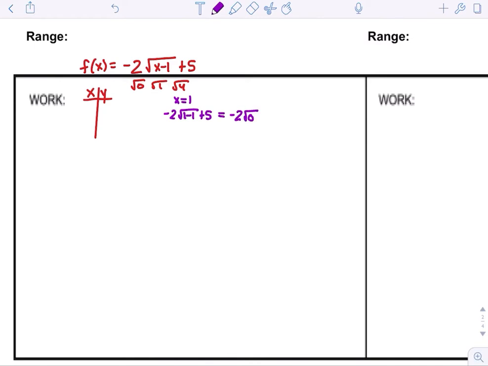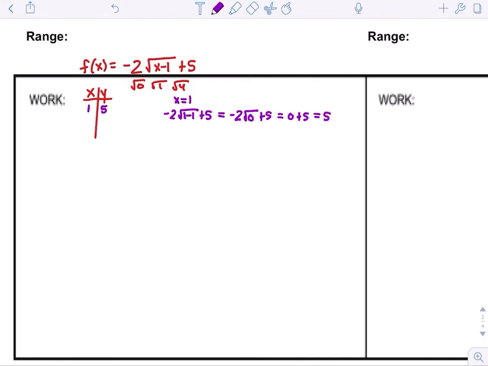1 minus 1, square root of 0 plus 5, and negative 2 times square root of 0 is just negative 2 times 0, which is just 0. So then you're just going to get 0 plus 5, which is just 5. So 1 comma 5. That's our first point. Now let's find another point.